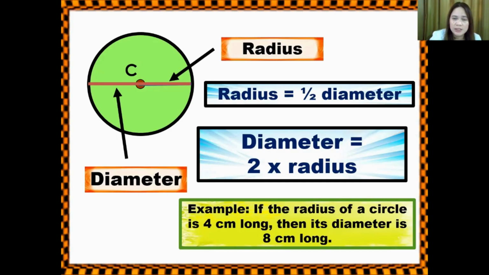So again, if you are given the diameter, divide it by 2 to get the radius. And if you are given the radius, multiply it by 2 to get the length of the diameter.